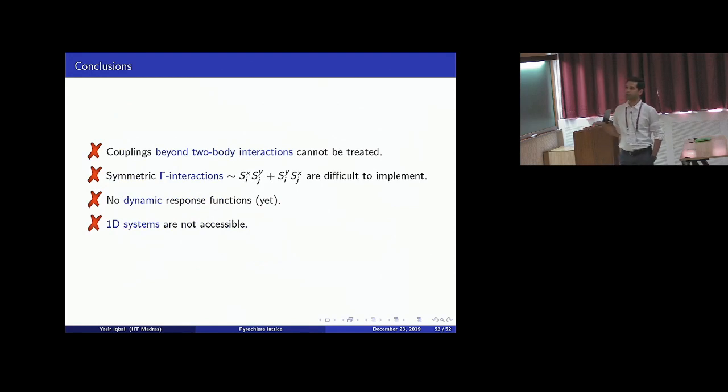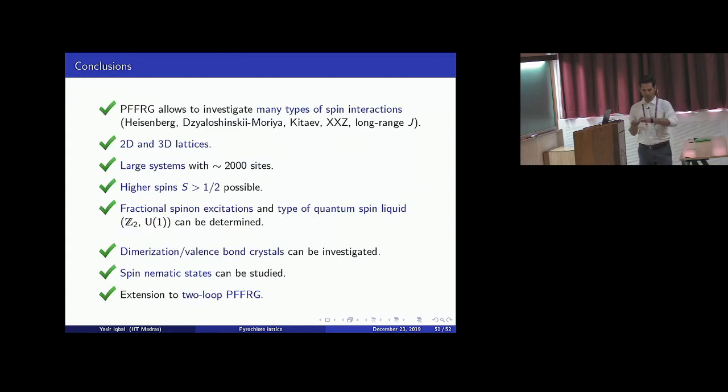The trouble is that what we cannot do is coupling beyond two-body interactions, right? Here, for example, we can't do biquadratic interactions because that would require four-point vertices, which we cannot compute. Symmetric interactions are a bit difficult, but now also doable. There's no dynamic response yet, but we are working on implementing the Keldysh formulation of RG. And hopefully then soon we will also have the dynamical structure factor. 1D systems are not accessible, for some reason about the imbalance of diagrams between the ladder and the RPA. You always get artificial results. And that's all I have. Thank you for your attention and sorry for going over time.